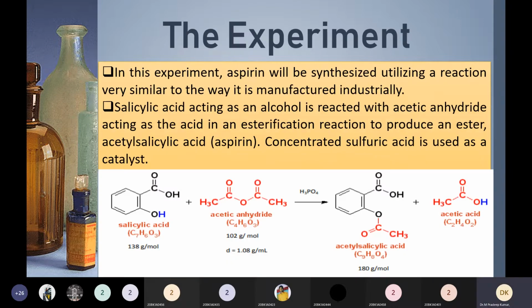Now, let's come to the experiment. In this experiment, aspirin will be synthesized using a reaction very similar to the way it is manufactured industrially in pharmaceutical industries. The same procedure we will use to synthesize this medicine in our lab. Understood? Am I audible to you?